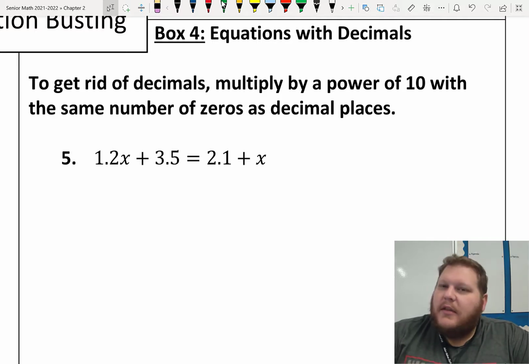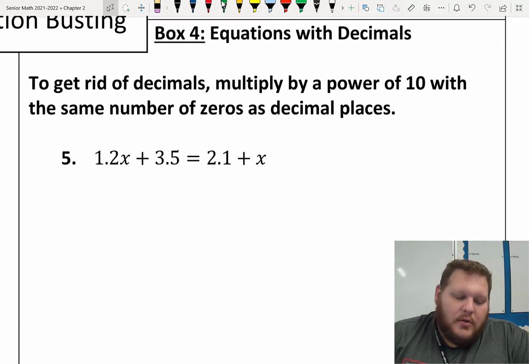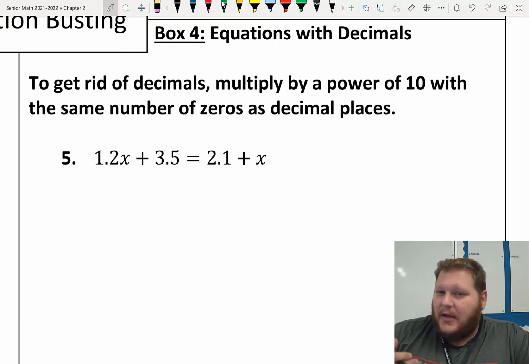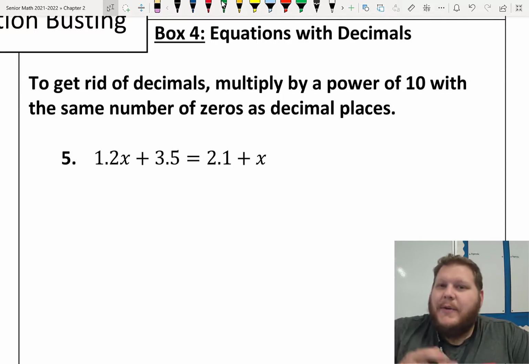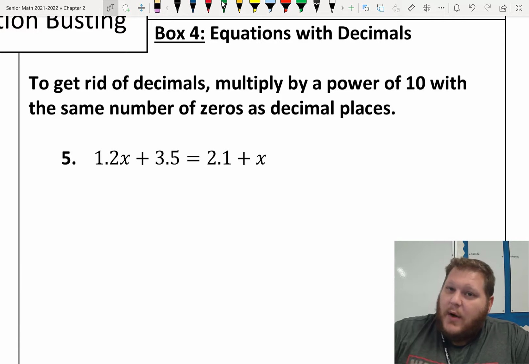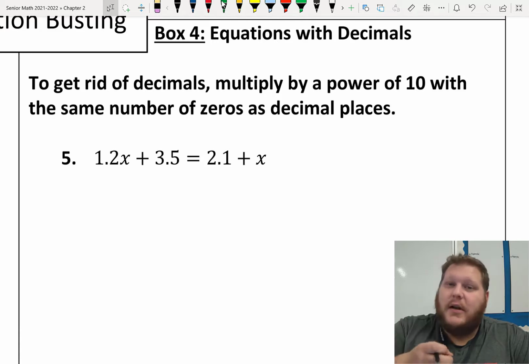But if you get thrown off by having decimals in your equation, if you don't like those, there is a method to get rid of your decimal places and be dealing with just nice whole numbers again. To do this, we're going to be multiplying by some power of 10, meaning like 10, 100, 1,000, 10,000, 100,000. However many decimal places show up in your equation, if you wanted to get rid of them all, you would just have to multiply all of your terms by a power of 10 that has the same number of zeros as decimal places that you're trying to get rid of.